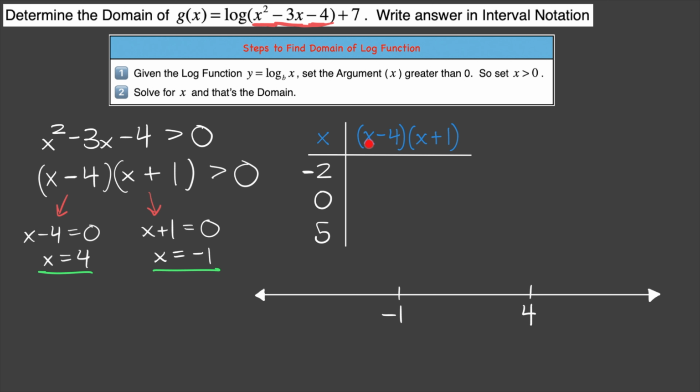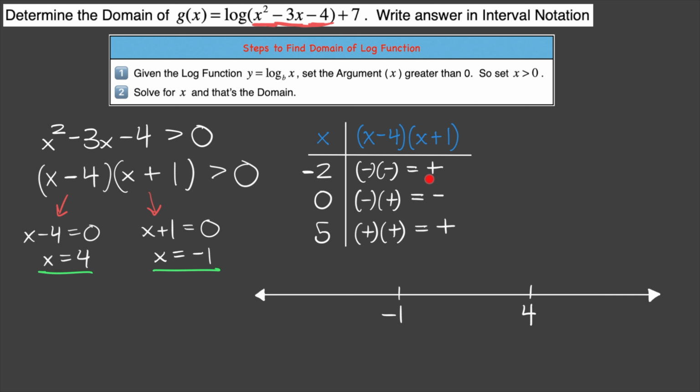So if I plug in negative 2, I'll get negative 6 times negative 1, which is a negative times a negative, which gives us a positive. Next, we plug in 0. 0 minus 4 is negative. 0 plus 1 is positive. So we have a negative times a positive, which gives us a negative. Next, we have 5. 5 minus 4 is positive, times 5 plus 1, also positive. So we have a positive times a positive, which is positive.